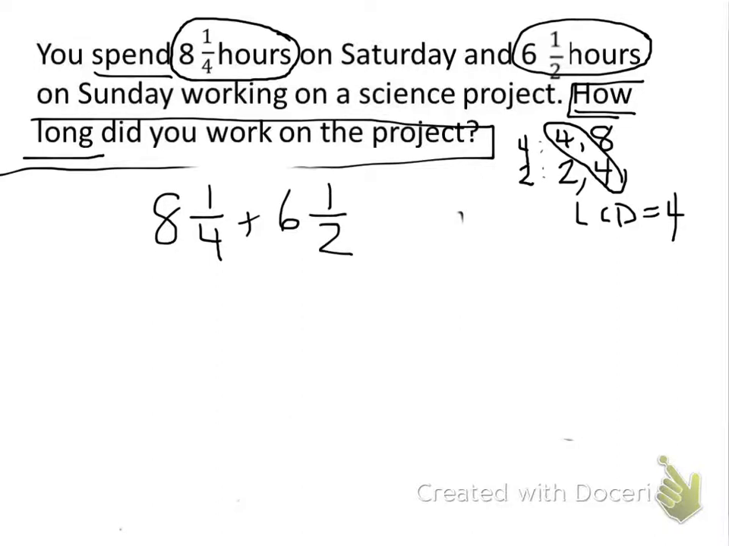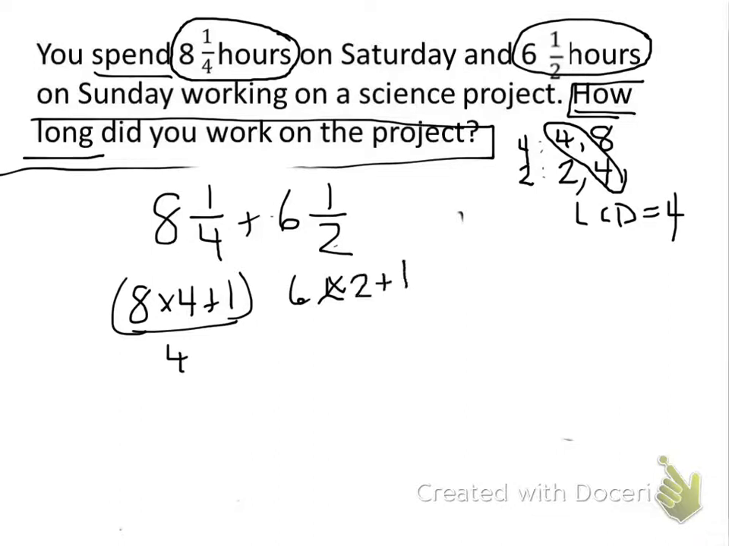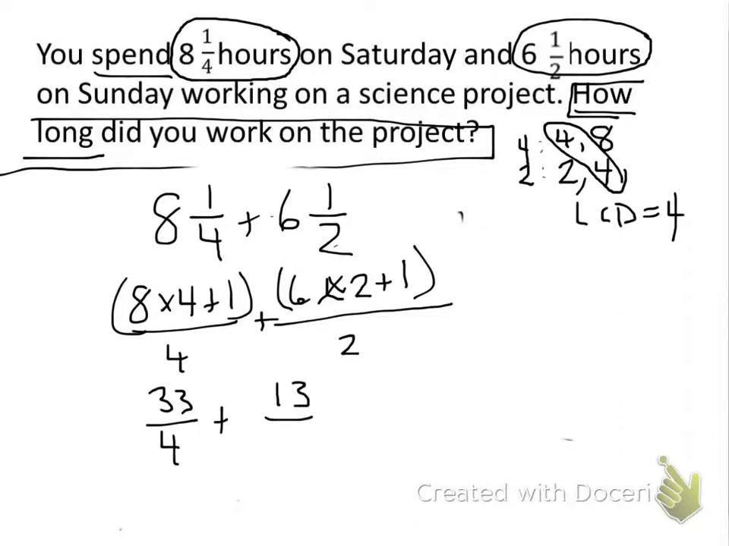Alright, our question is still 8 1/4 plus 6 1/2. Step 1 is to convert both mixed numbers into improper fractions. We know how to do that. It's 8 times 4 plus 1 all over 4. And then 6 times 2 plus 1 all over 2. So we have 8 times 4 is 32, plus 1 is 33/4, plus 6 times 2 is 12, plus 1 is 13/2.